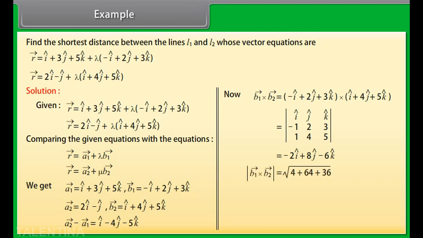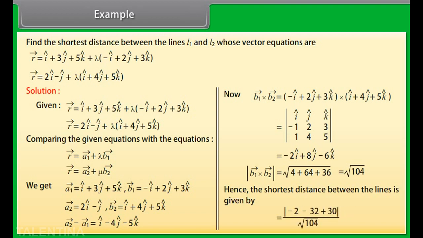Modulus of cross product of vector b1 and vector b2 equals square root of 4 plus 64 plus 36 equals square root of 104. Hence, the shortest distance between the lines is given by modulus of minus 2 minus 32 plus 30 by square root of 104 equals 4 by square root of 104.